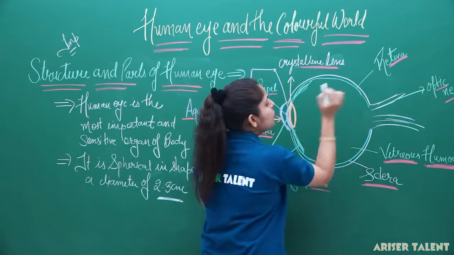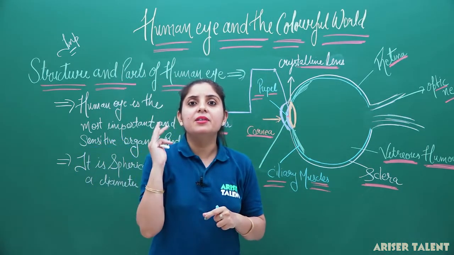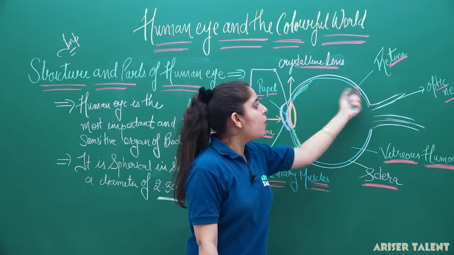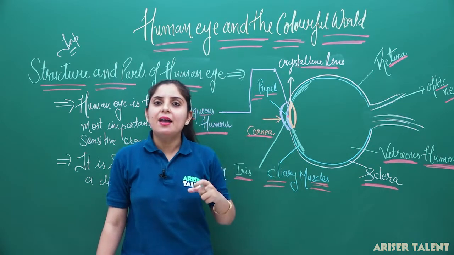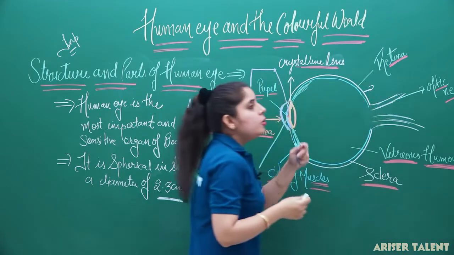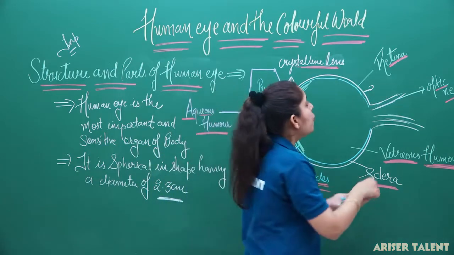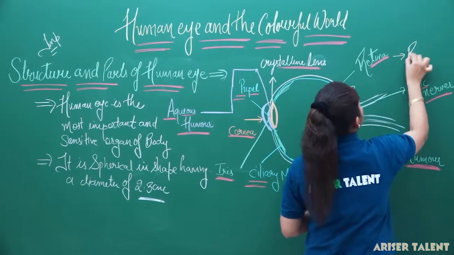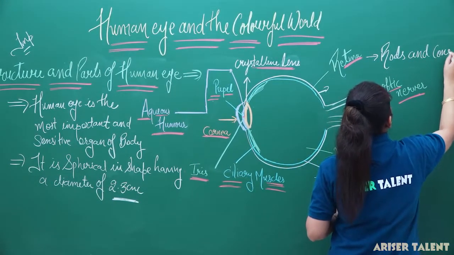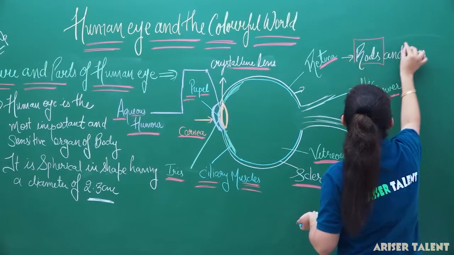Now you can see the most important part, the retina. After refraction, a screen is needed where the image is going to be formed. So where is the image going to be formed? The image is going to be formed on the part that is known as the retina, and it actually has two sensors on it. Now what are these two sensors? These two sensors are known as rods and cones. First one is rods and second one is cones.